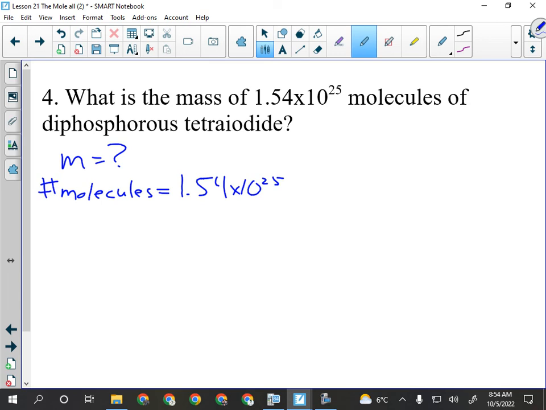Is that more or less than 1 mole? More. A lot more. Okay, 1 mole is times 10 to the 23. This is times 10 to the 25. That could be up to or more than 100 times more than a mole. Okay, so it's big. It's a lot. All right, and they also tell me that it is diphosphorus tetraiodide, which will help me to get the molar mass. So diphosphorus tetraiodide.